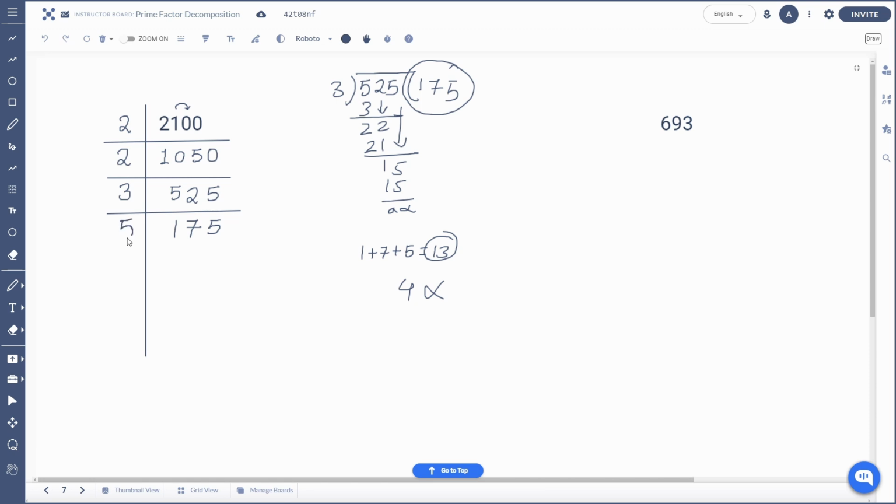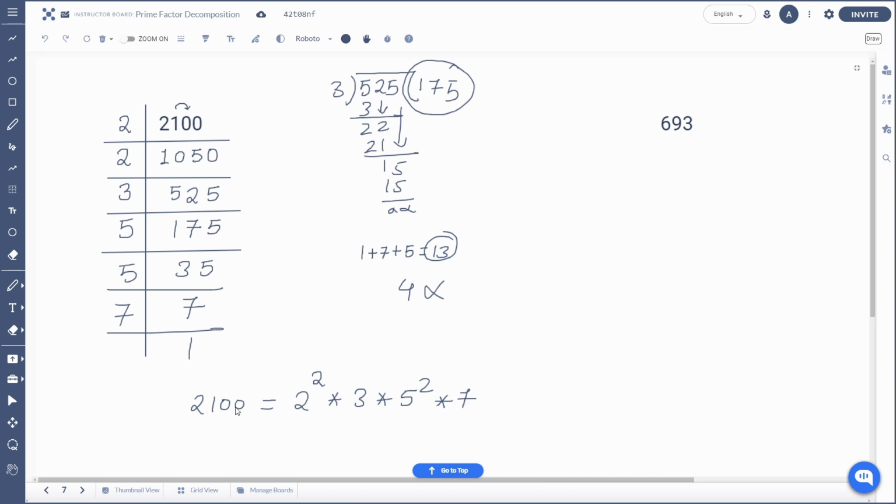And yes, 5 can easily divide because that ends with 5. So we just divide by 5. 5 times 3 is 15, 5 times 5 is 25. Further, we can divide by 5, we get 7, and you know that 7 itself is a prime number. We simply divide by 7. So now we can write our 2100 as a product of these prime factors. I'm going to write directly in the exponential form: 2 squared times 3 times 5 squared times 7.